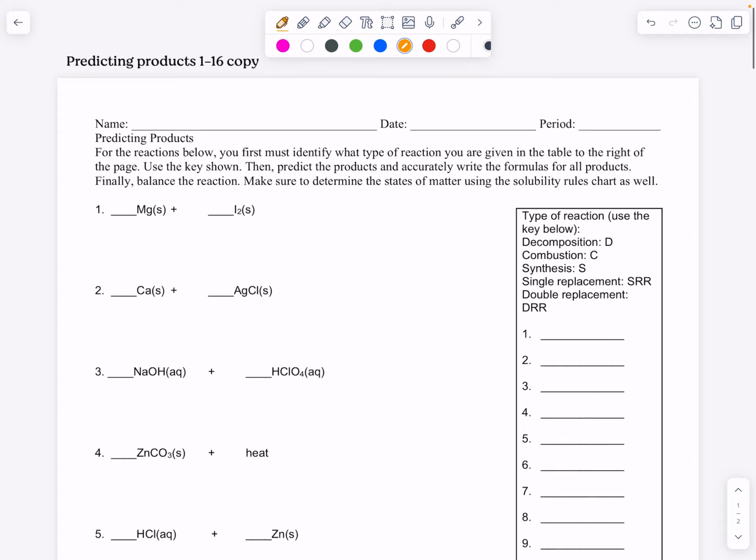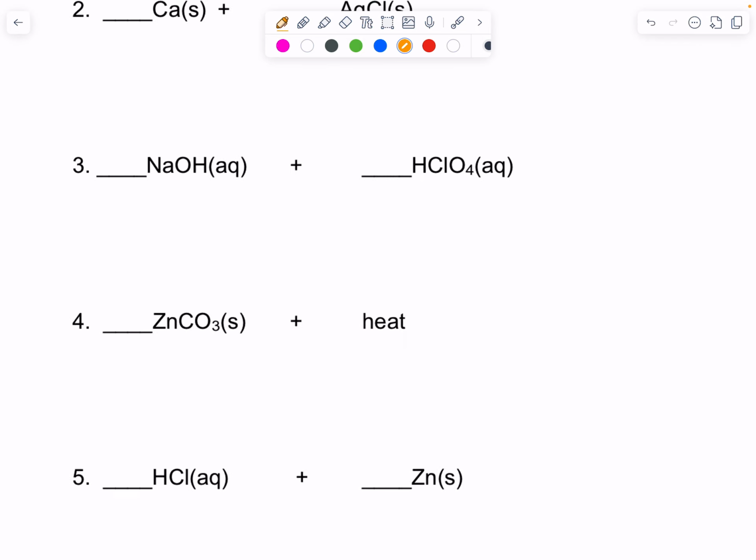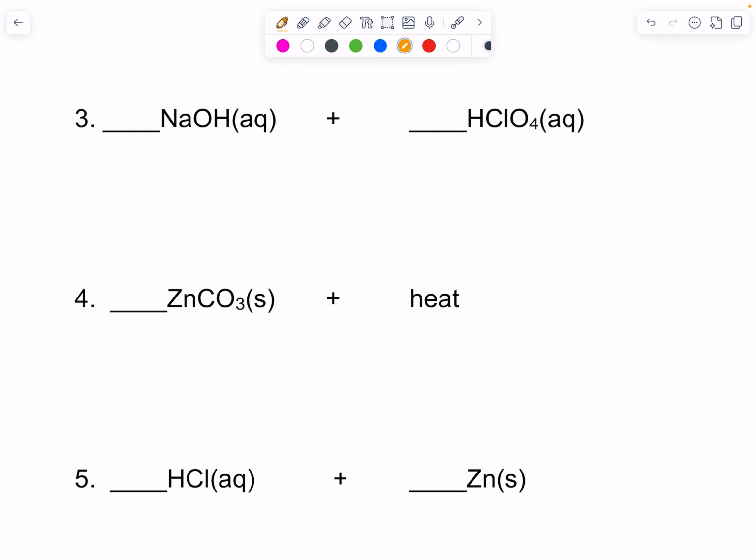Okay, now going back to this worksheet. First of all, I want to point out that heat should not be confusing to you. Ignore it. Pretend it doesn't exist. If you want to just scratch it out completely, that's fine. The heat doesn't make a difference. All of this certain type of reaction requires heat. That's why it's mentioned. It's just required to do this type of reaction.